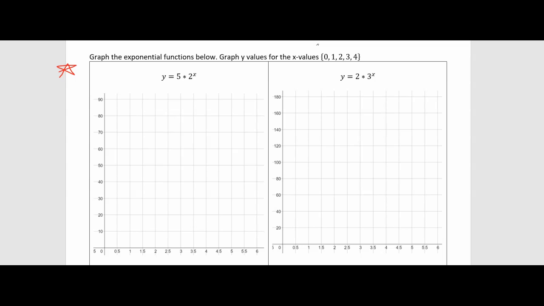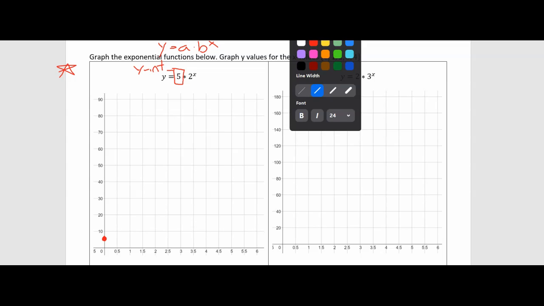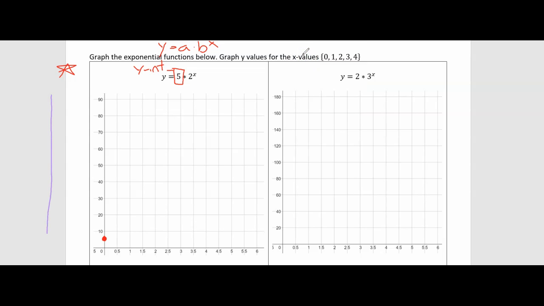So for the first one, we think back to our standard form, y equals a times b to the x. Well, a is our initial value, right, or our y-intercept. Here, our y-intercept is 5. So that's the first point I can graph: 5 right on the y-axis. Now, I need to figure out what y is when x is equal to 1, 2, 3, and 4. Well, I can just do that with a table, right?